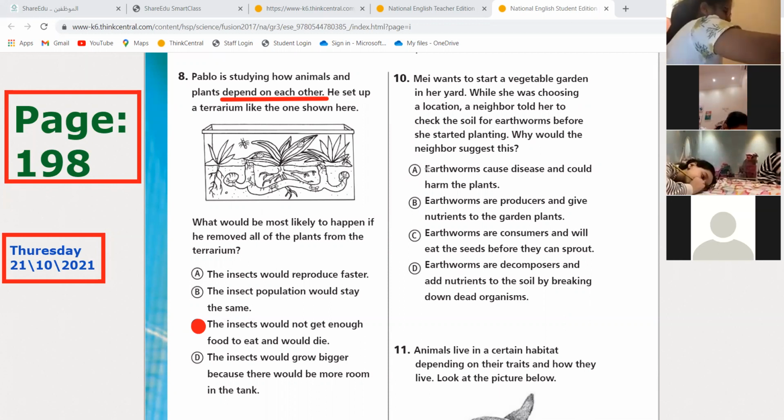Is it because earthworms cause disease? Yeah, earthworms cause diseases and could harm the plants. Or earthworms are producers and give nutrients to the garden plants? I think the first one. Okay, what about consumers, and they will eat seeds before they can sprout, or decomposers, by breaking down? Migration?